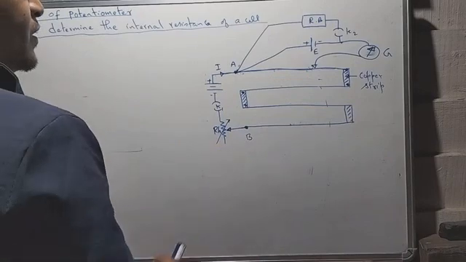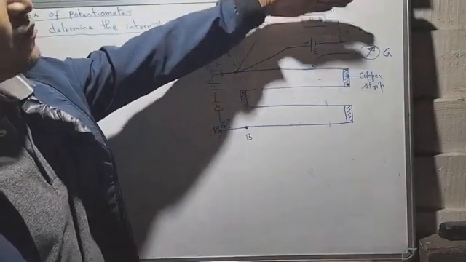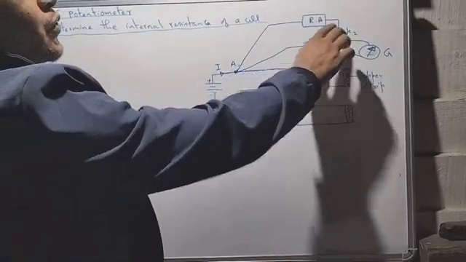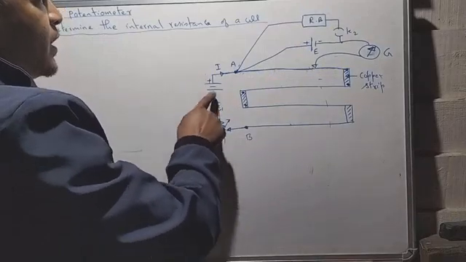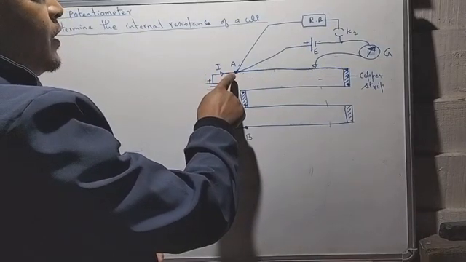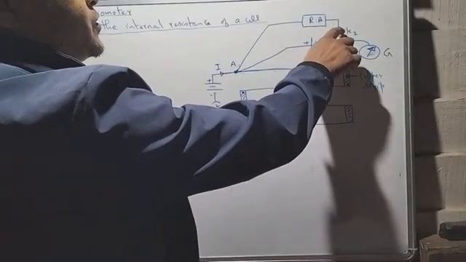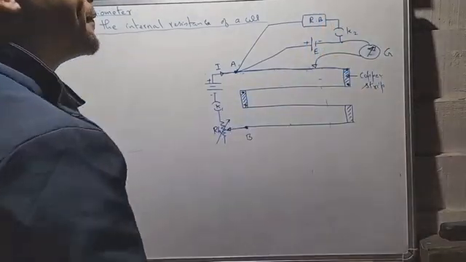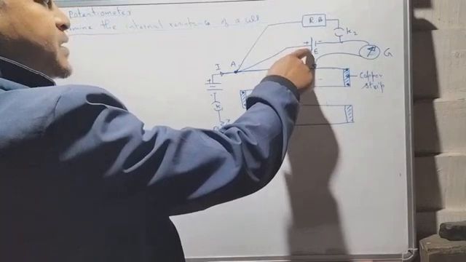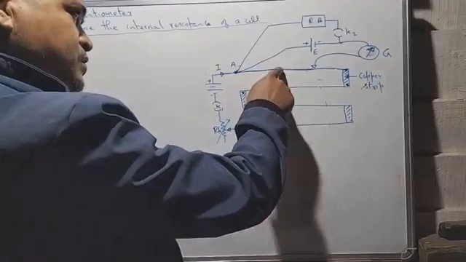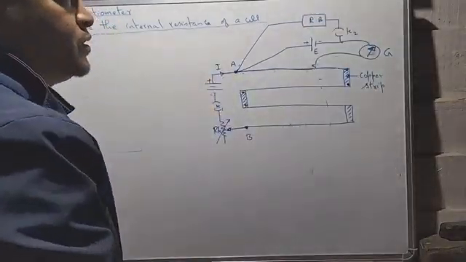Now looking at the figure, just forget about the part above. When this key K2 is kept open, this current I cannot go to the resistance box because the key is open, so it stops here only. Similarly, the current sent by the EMF of the cell goes like this, and it cannot go to the resistance box.